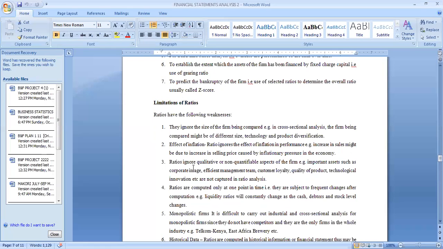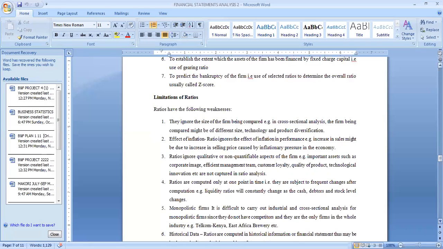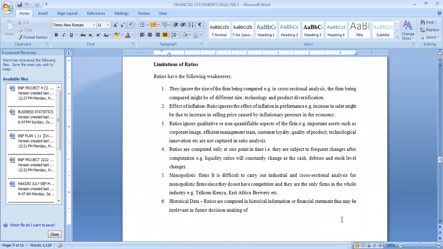Also, it focuses on quantitative aspects. Ratios will only focus on calculations. Anything that cannot be expressed in terms of numbers cannot be calculated using ratio analysis. Then they are only computed at one particular time in a year. Maybe we can compute them yearly. If it is yearly, in between we might have done very well, but at the end we fail. But the ratio will just generalize for the whole year. It will not consider that.